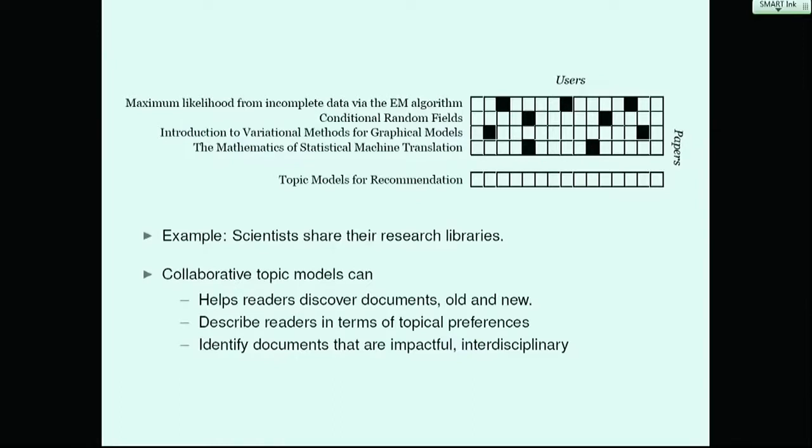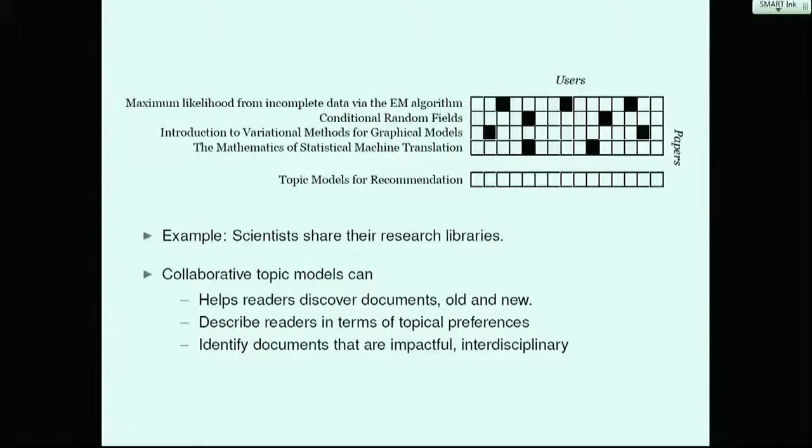So the running example is going to be scientists sharing their research libraries. Okay, I'm sure many of you have a research library on your hard drive, maybe even a BibTeX file that has like 1,000 papers in it. We can represent that in a matrix like this. Here users are columns and papers are rows. And it's a binary matrix where, here's Charles, and Charles only has one paper in his BibTeX, it's the EM paper, okay? And so there Charles has EM. So we have this big binary matrix for people and what papers they have in their library.